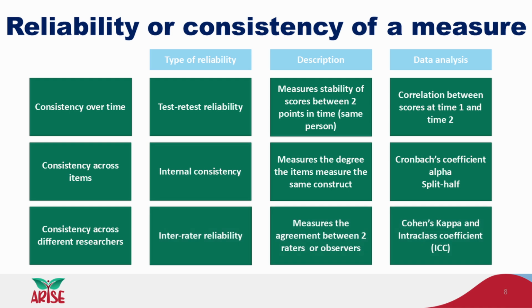Finally, inter-rater reliability refers to the consistency or agreement among different raters or observers when assessing or evaluating the same construct with the same measure. Measuring inter-rater reliability involves statistical techniques that quantify the level of agreement between the different raters. Examples of statistics used include Cohen's kappa coefficient or the intraclass correlation coefficient. Values range from 0 to 1, with higher values representing greater reliability.